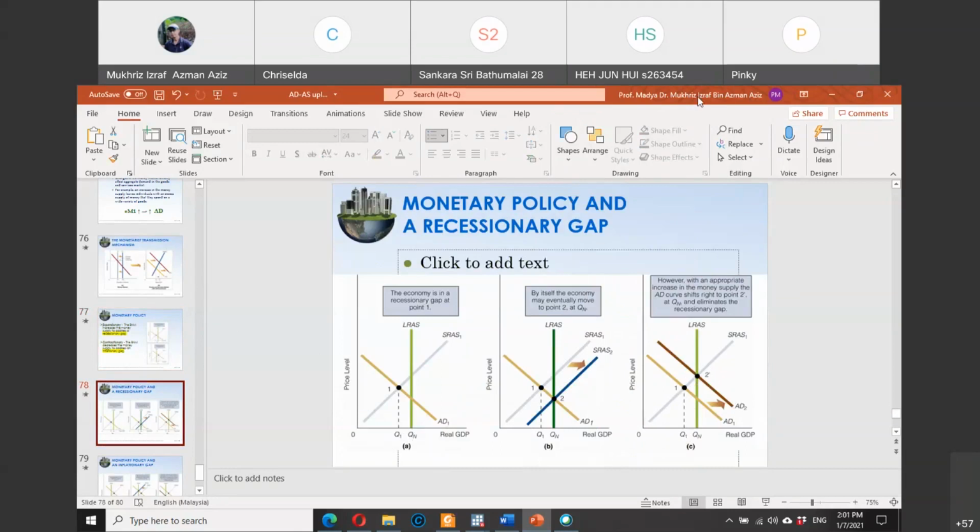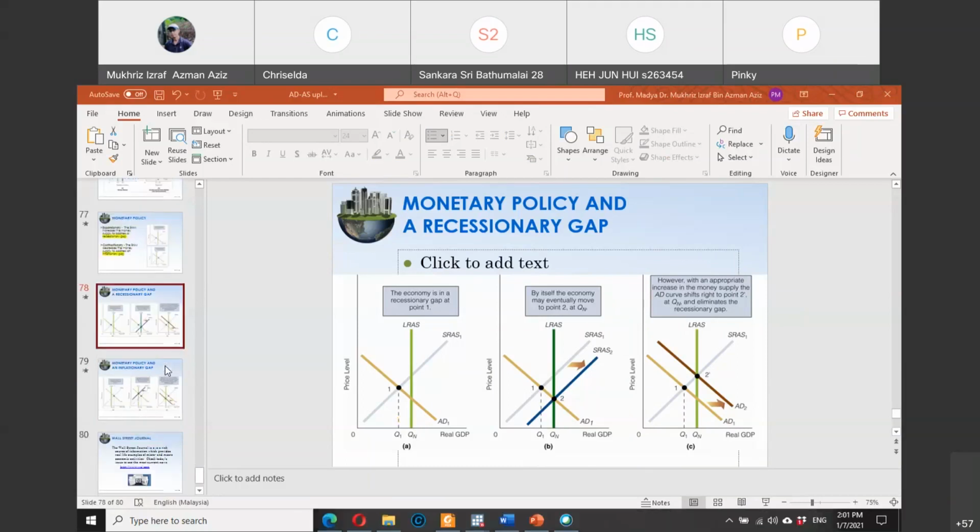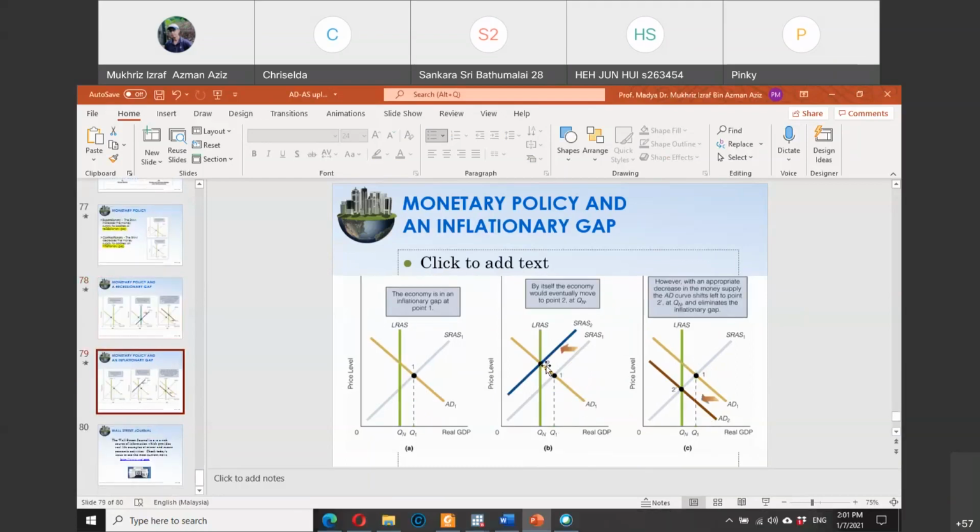So where is the recessionary gap? The gap is between Qn minus Q1. Whenever Q1 is less than Qn, short run output is less than the long run equilibrium output. This is the recessionary gap. And the opposite will be true when the economy is facing an inflationary gap. An inflationary gap happens when short run output is bigger than the long run output.